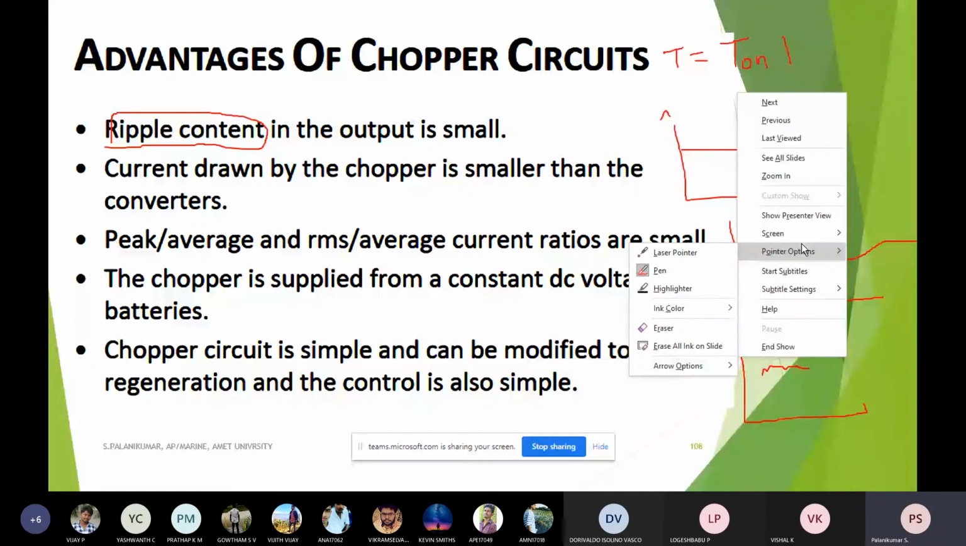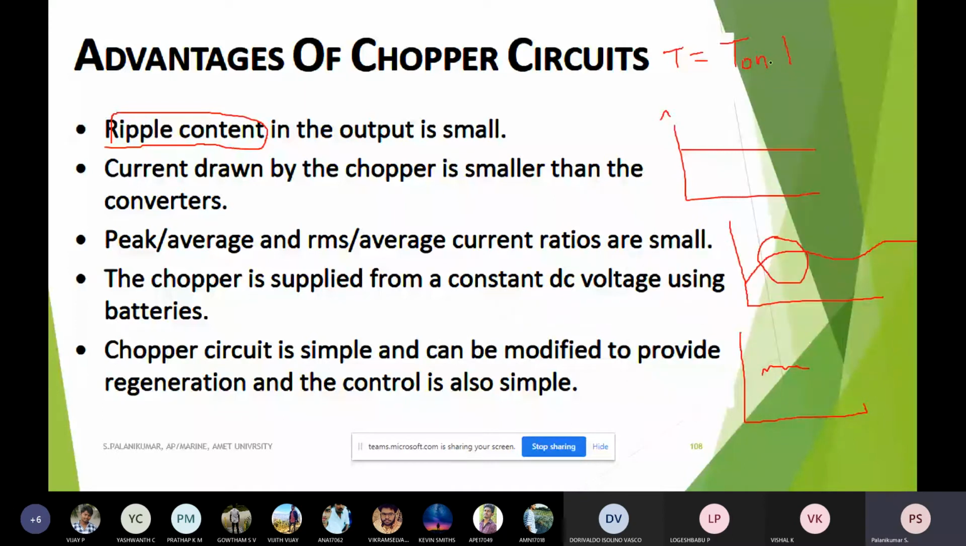And then T off. So if I have a duty ratio D, it is T on divided by the total T.